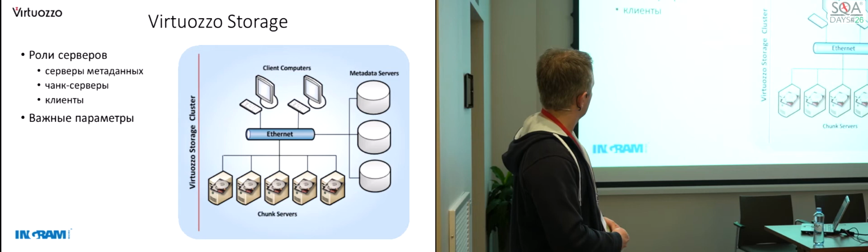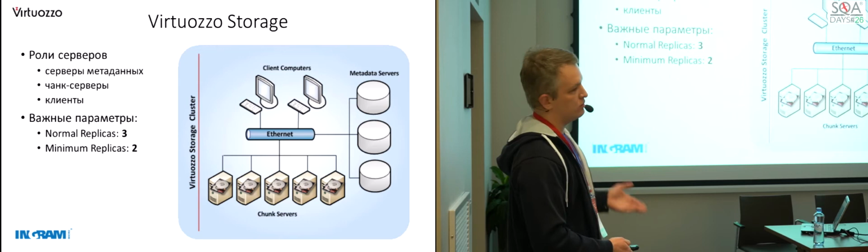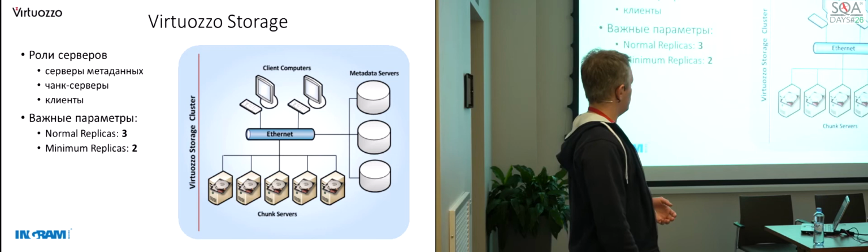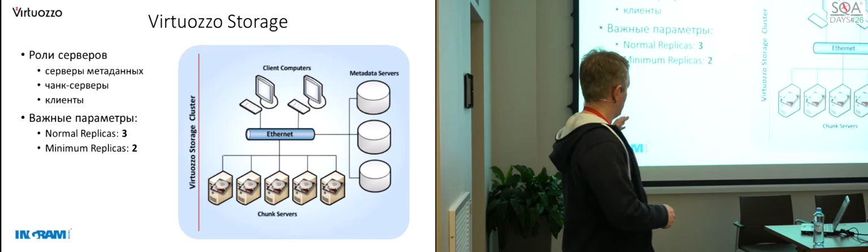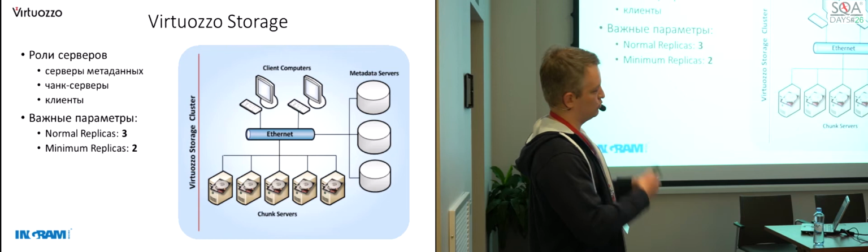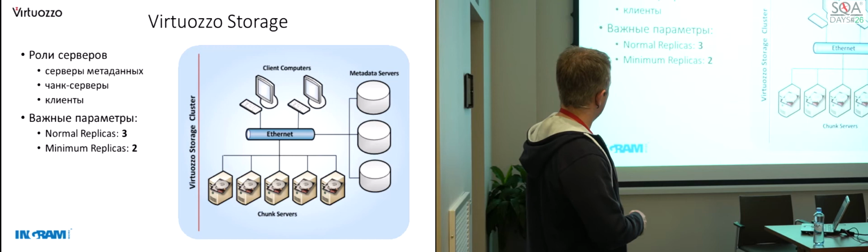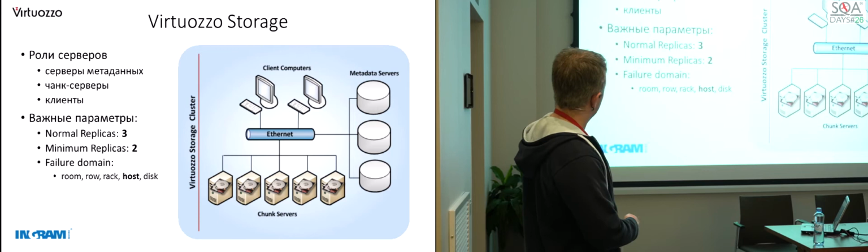Important configuration parameters are normal replicas and minimum replicas. Minimum replicas determines when the operation is over, when until two replicas are written, the system write won't come back. And then the system gets a normal replica amount when it works.